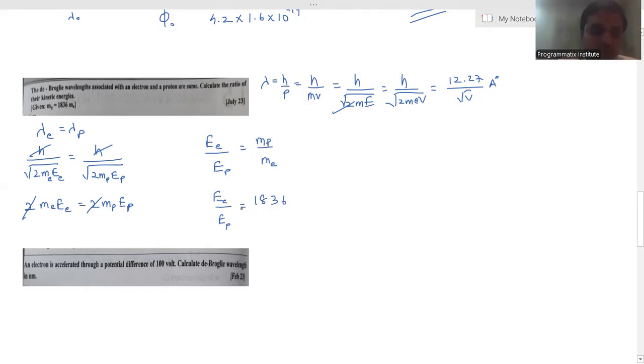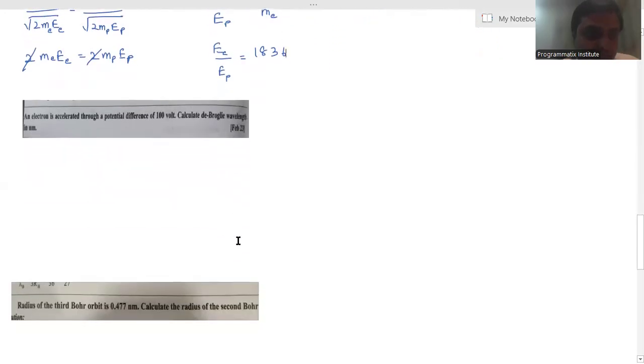So this is the way the calculation goes, and this is the way things work. Let's move to the next question. An electron is accelerated through a potential difference of 100 volt. You have to calculate the de Broglie wavelength. Very, very easy problem. Let's first write the shortcut: lambda is nothing but 12.27 upon root V, and the final answer will be in angstrom.